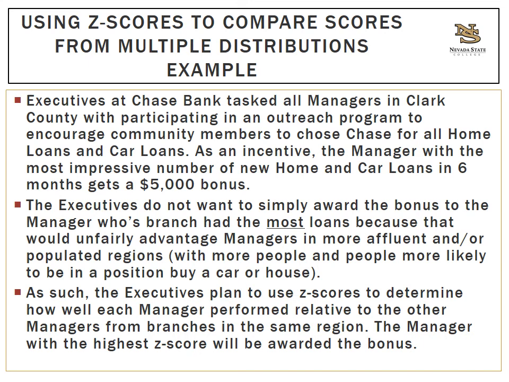So the executives are going to use z-scores to determine how well each manager performed relative to the other managers from branches in the same region. So now they are looking at just how did you do compared to the others in your region, not compared to everybody in Clark County, because that's unfair. So the manager with the highest score within their specific region, which has the same kind of population and affluence, is going to be awarded the bonus.